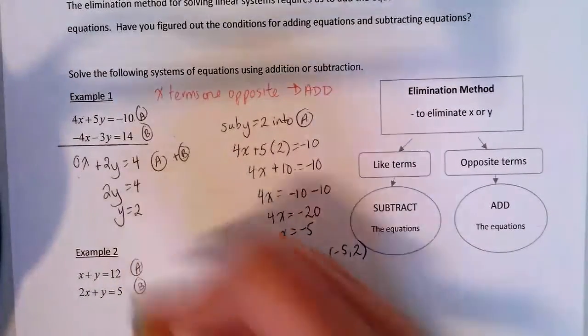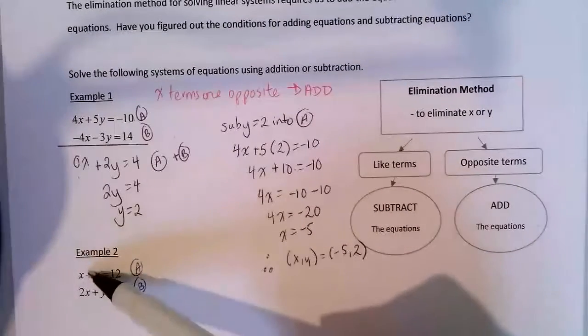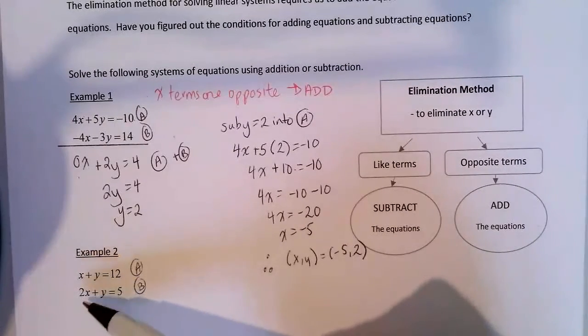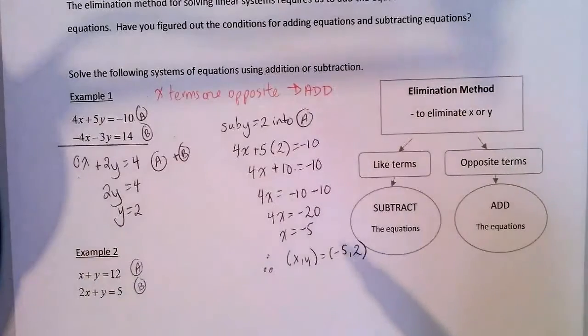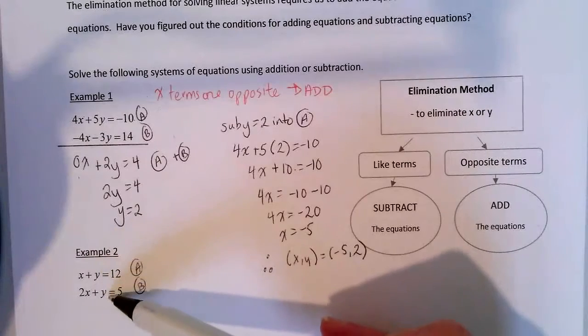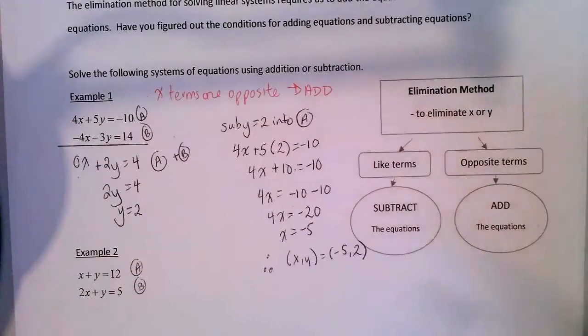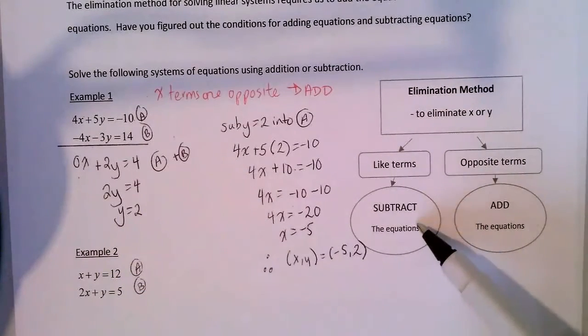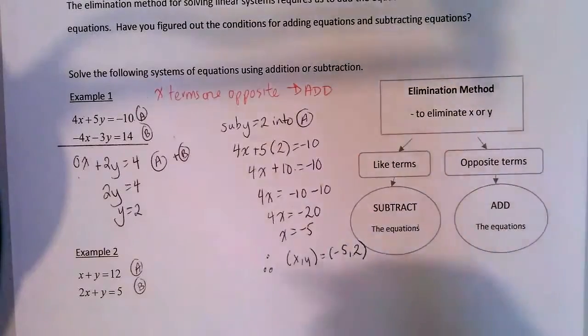So let's move on to example B. Looking at the x terms, we have a positive 1 and a positive 2 as our numeric coefficients. They are neither like nor opposite, so then we proceed to compare the y terms. A positive 1y and a positive 1y, they are like terms, so that means we are going to subtract the equations.